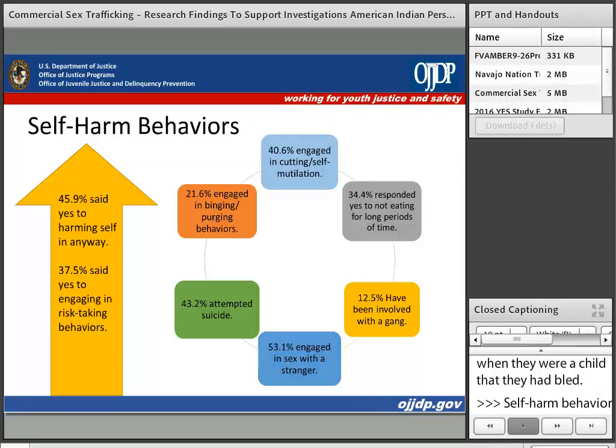So self-harm behavior, so these are the internalization of things and how our clients were coping with the experiences of their life. 40% reported that they had cut or self-mutilated in some way. 34% that they had not eaten for long periods of time. 12%, so 1 out of 10, had been involved somehow in a gang. 53% engaged in sex with a complete stranger, and 43% had an attempted suicide history.